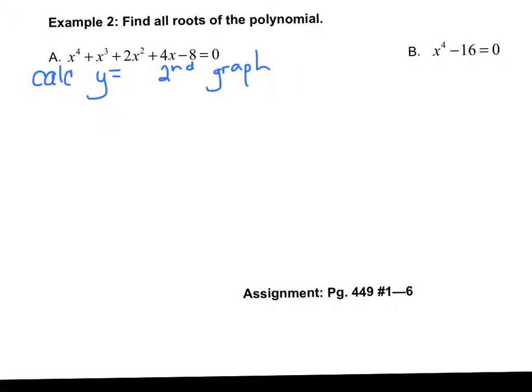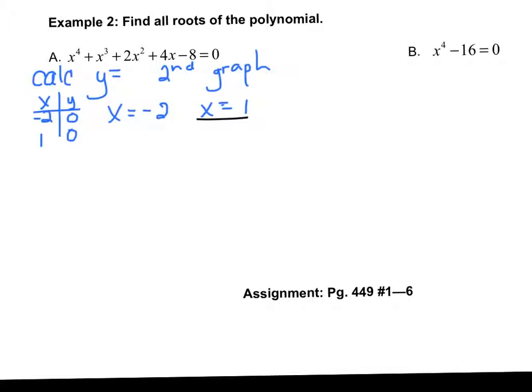and hit second graph to look at the table so we can figure out where we have some real zeros. So if we do that, you'll see in the table that next to 0 in the y column, we have -2 and then 1. So that means for sure there's a real 0 at -2 and 1. We're going to use that information to narrow down the rest of the zeros by synthetic substitution.